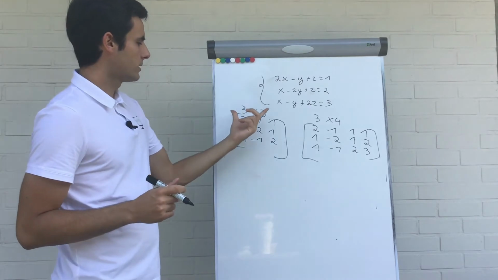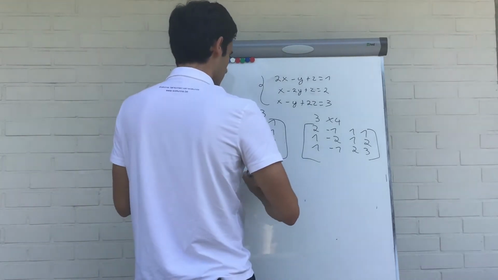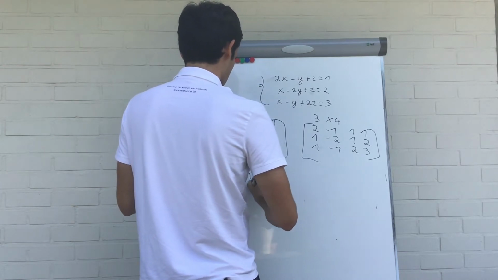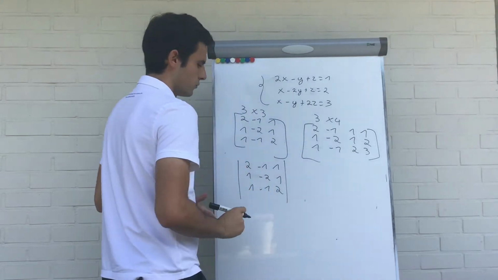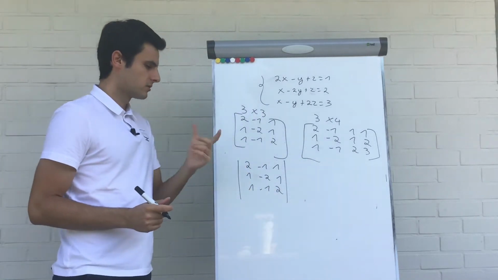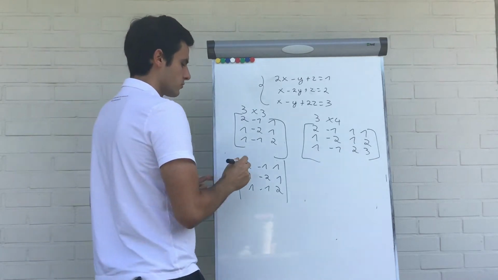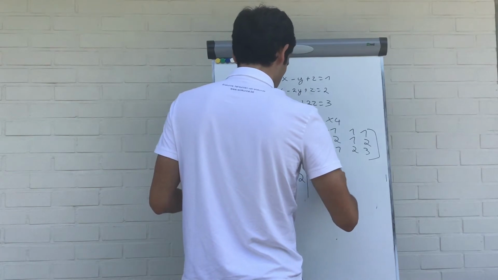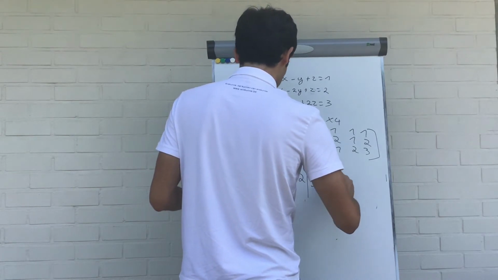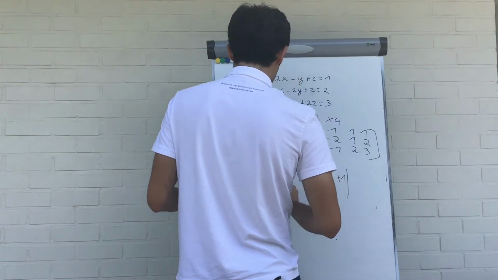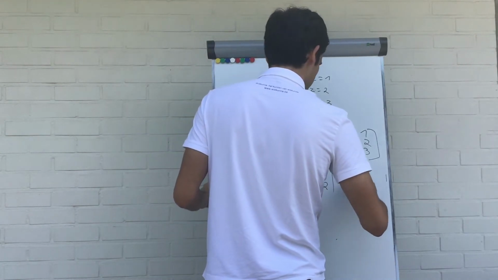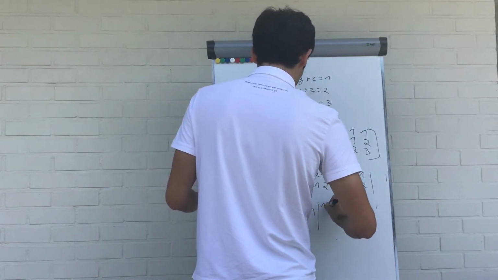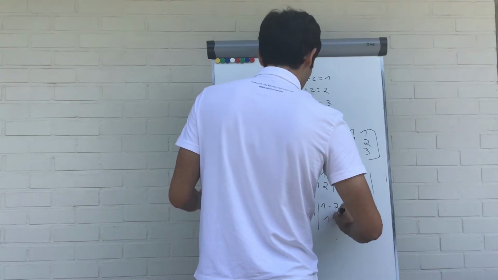Now, I'm going to calculate the determinant of this matrix. So I have 2, -1, 1, 1, -2, 1, 1, -1, 2. I will not use row operations. You can use row operations, but I'm just going to calculate it. So I'm using the first row. So I have 2 multiplied with the determinant of -2, 1, -1, 2, plus 1 multiplied with the determinant of 1, 1, 1, 2, plus 1 multiplied with the determinant of 1, -2, 1, -1.